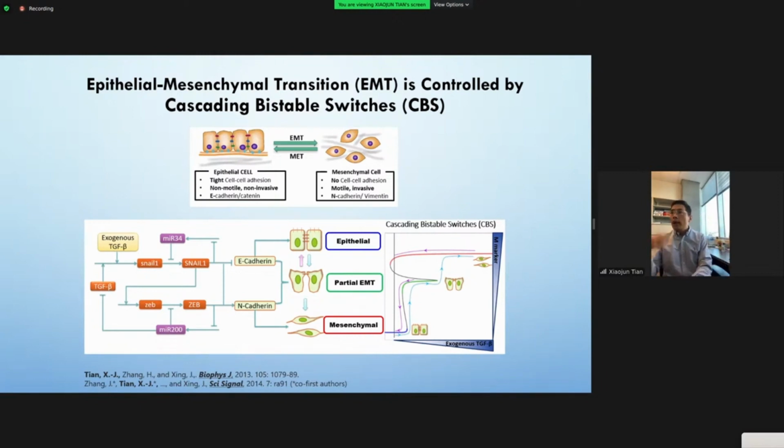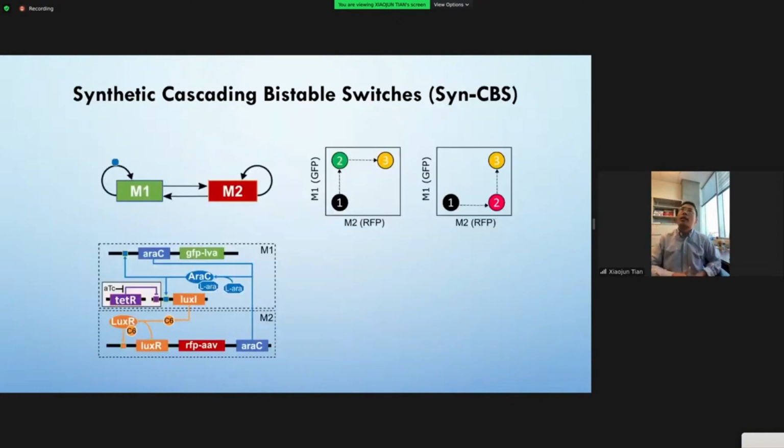So when I started my lab, I wanted to create a synthetic cascading bistable switch, right? I really want to understand the mechanism of this cascading bistable switch. One of the motivations is that when we built a model for the EMT process, we simplified the system a lot. We only considered the two transcription factors, the two microRNAs, and one autocrine growth factor, right? So we ignored many other factors. If we really want to prove that the coupled positive feedback is an underlying design principle for the cascading bistable switch, that's the reason I want to build a synthetic cascading bistable switch.